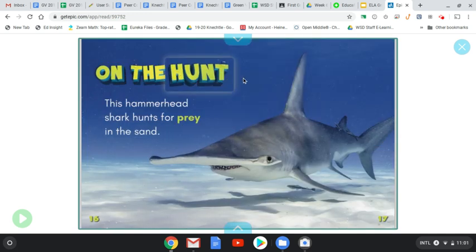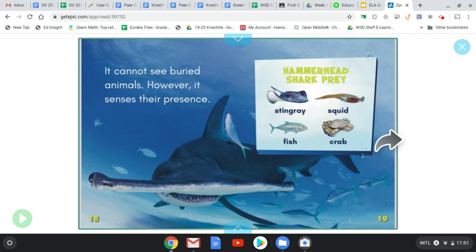On the hunt. This hammerhead shark hunts for prey in the sand. Do you know what prey means? The author wants you to learn it. Prey means it's hunting basically for its dinner, right? He's looking for animals in the ocean that he can eat. He's hungry. It cannot see buried animals. However, it senses their presence.